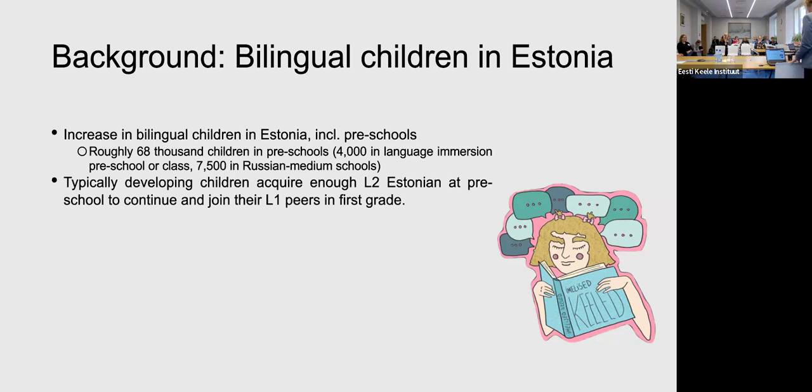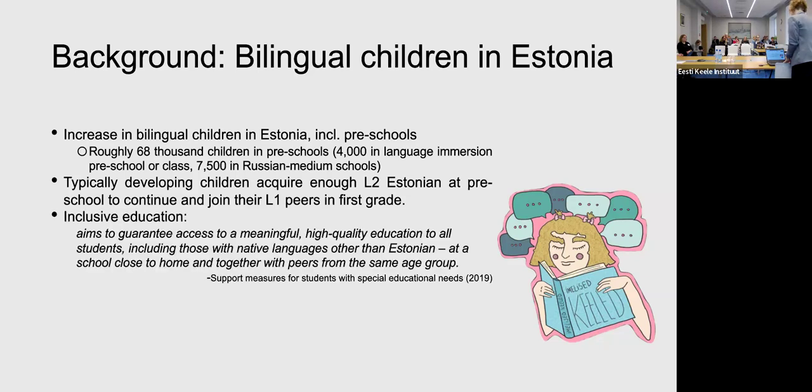Now, for typically developing children, these kids who either have a different language at home or come from bilingual backgrounds will, through the course of preschool, catch up enough to their monolingual peers, join them in first grade when they're 7 years old and they enter school, and continue alongside their L1 speaking Estonian peers. An inclusive education, which underlies the current educational system, aims to guarantee access to a meaningful, high-quality education to all students, including those with native languages other than Estonian, at a school close to home and together with peers from the same age group.